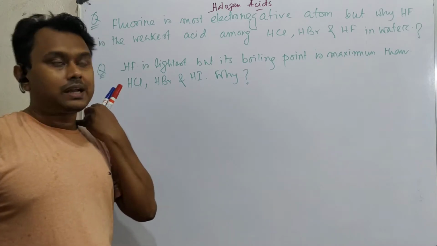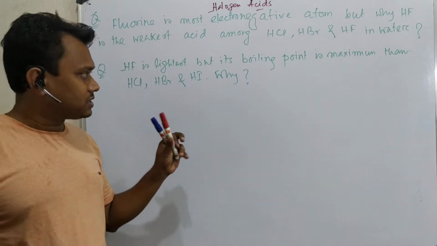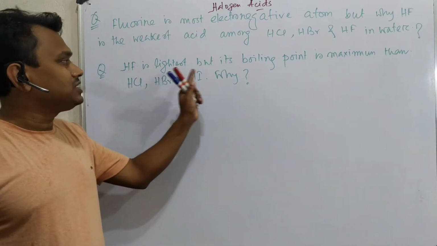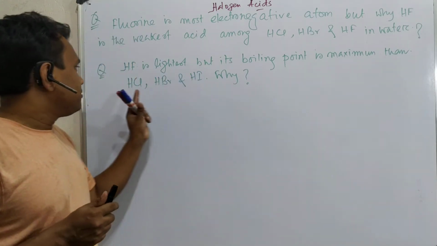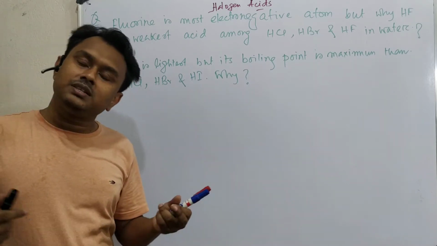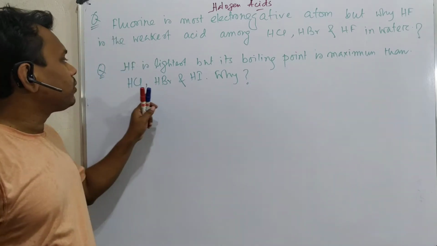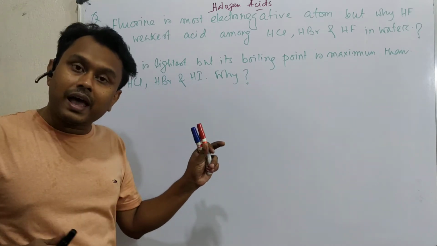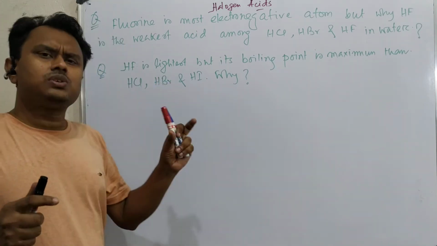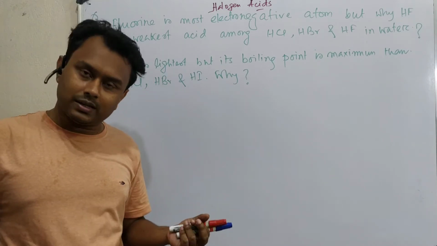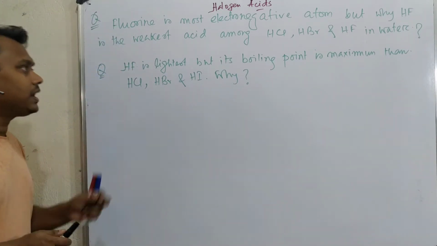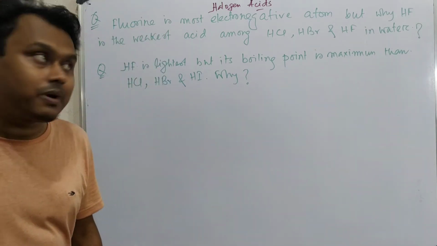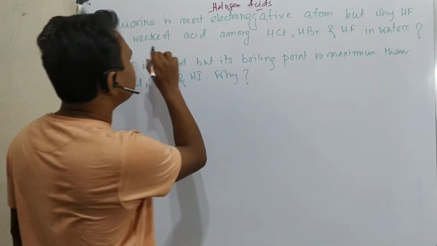Let's understand the second question first. Why is HF the lightest but has the highest boiling point? Because we know that increasing molecular weight increases the boiling point. But in this case, the boiling point is increasing, yet HCl, HBr, HI are all gases, but HF is a fuming liquid. So it is relatively higher. And second, what is the meaning of this? Fluorine is the most electronegative atom, but why is HF the weakest acid?